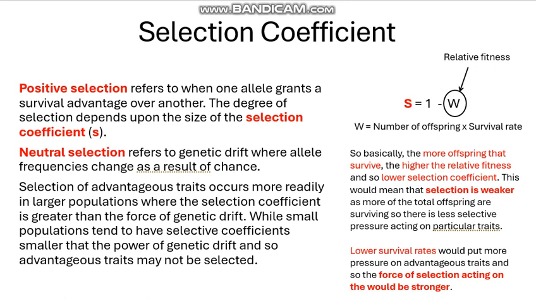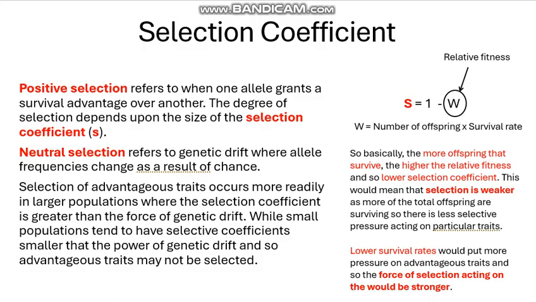Selection of advantageous traits occurs more readily in larger populations, where the selection coefficient is greater than the force of genetic drift, while small populations tend to have selection coefficients smaller than the power of genetic drift, and so advantageous traits may not be selected because the power of genetic drift is overwhelming the power of selection, because the small population size results in a smaller selection coefficient.